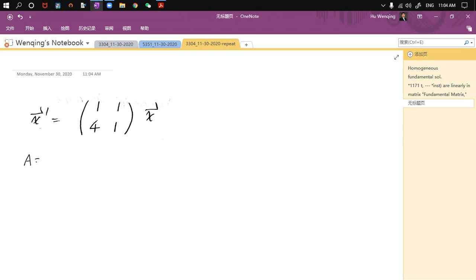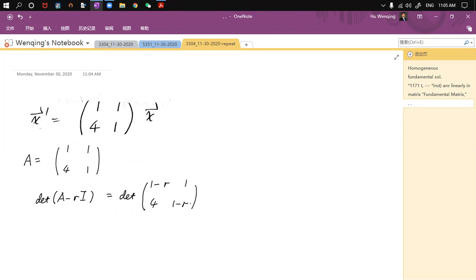So you set A to be equal to the matrix 1, 1, 4, and 1. Now you want to calculate the determinant of A minus rI. That's the determinant of 1 minus r, 1, 4, and 1 minus r. We can be faster at this level because you should be very familiar with what's going on in these lectures. That's (1 minus r) squared minus 4, which is r squared minus 2r minus 3. So r minus 3 multiplied by r plus 1 is equal to 0. Is that good? That means the first eigenvalue is 3, and the second eigenvalue is minus 1.